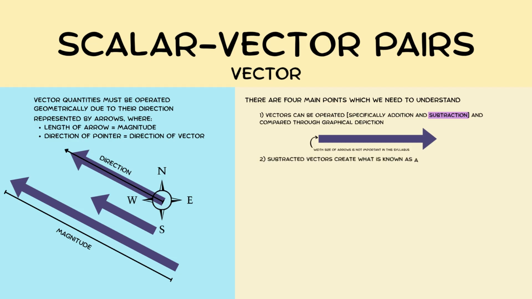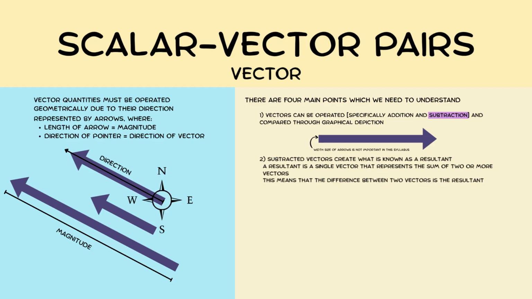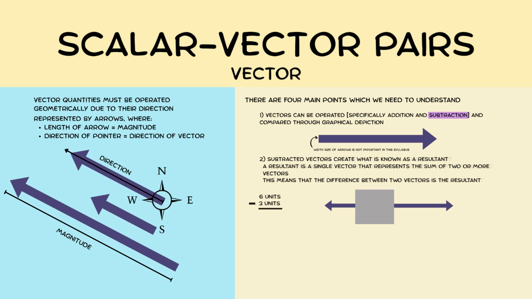2. Subtracted vectors create what is known as a resultant. A resultant is a single vector that represents two or more vectors. What this means is that when the vectors are acting against each other, the resultant is the difference between the two vectors. For example, if one vector is acting at 6 units to the right while the other is acting at 3 units to the left, the resultant is 3 units to the right.